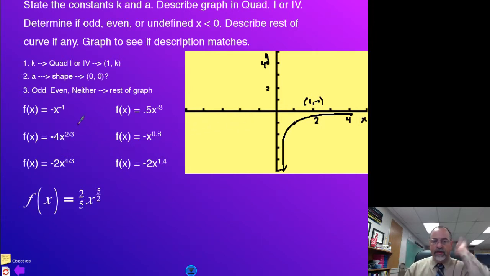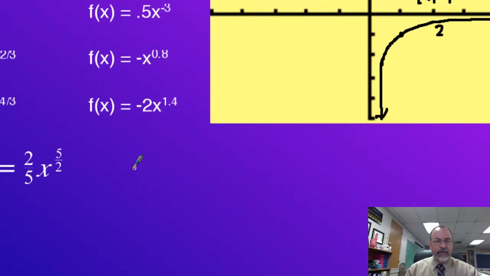So again, to determine if it's odd or even, we need to substitute in negative x into the expression and then simplify it and see if we get the same function or the opposite function. So I'm going to first rewrite this using a positive exponent. So x to the -4th we can rewrite as 1 over x to the 4th. We move that down in the denominator.